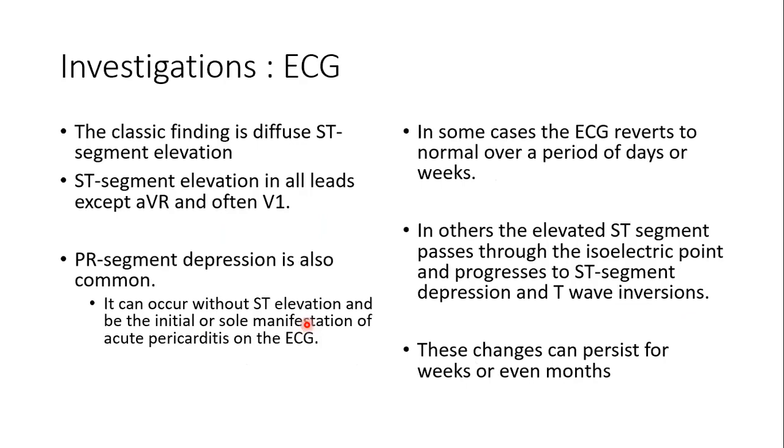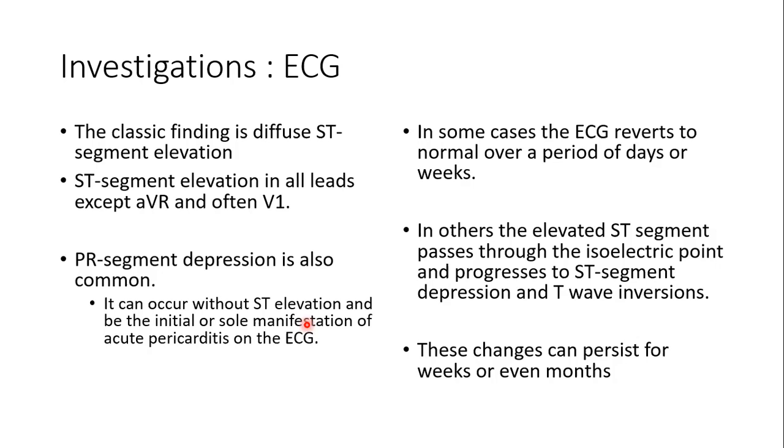So looking at the ECG, you tend to have diffuse ST segment elevation in all the leads except AVR, and often V1, which may or may not be involved. Then PR segment depression is also common, and it can occur without ST segment elevation. Some patients may just have a PR segment change, and you may not find ST segment elevation; it may be the initial or the only manifestation of acute pericarditis on ECG.